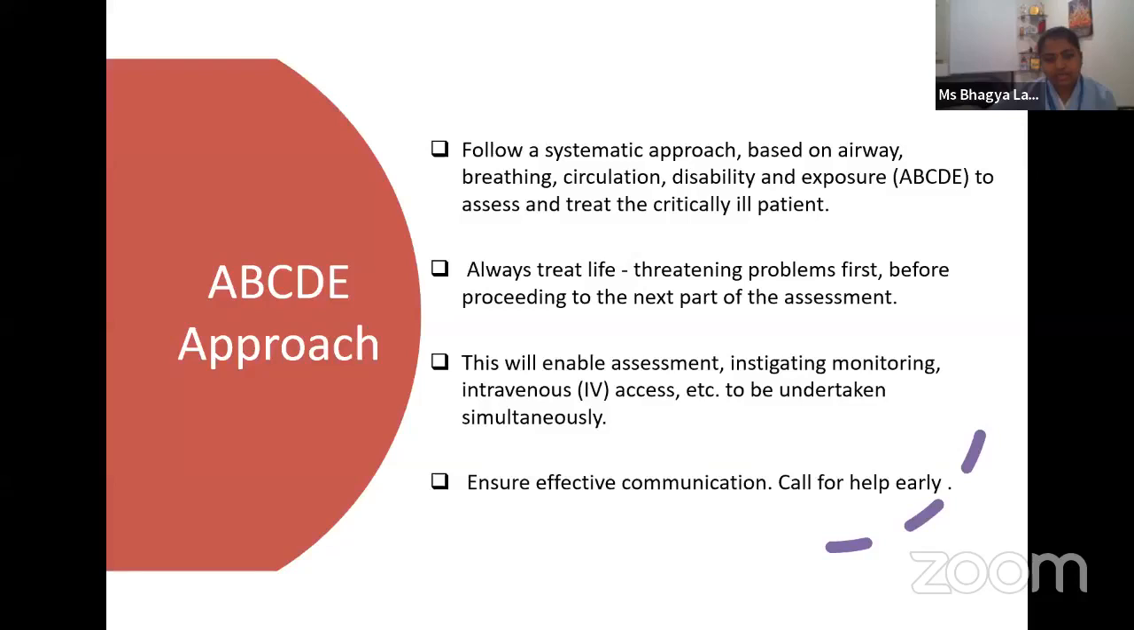Then always treat life-threatening problems first. Then this will enable assessment. We have to institute the monitoring, have a good patent IV access, and ensure effective communication. If needed, we have to call for help immediately.